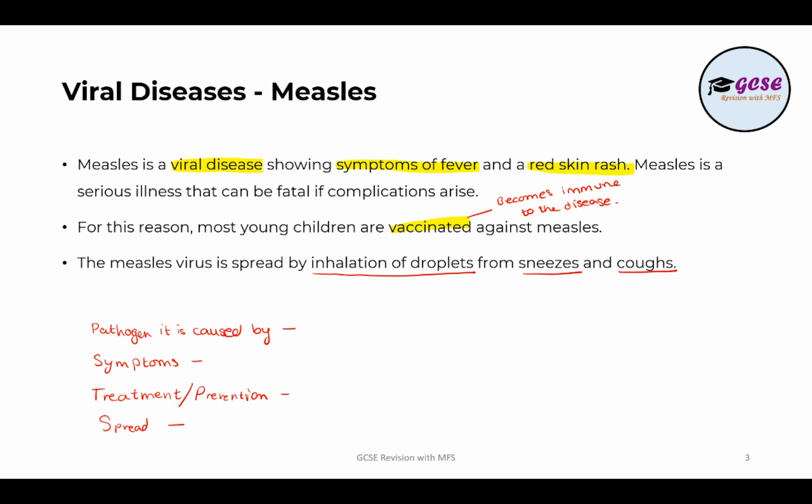Okay, so if we talk about this in terms of measles, measles is caused by the viral pathogen. The symptoms include a red skin rash and a fever. Treatment or prevention is vaccination. And it's spread by sneezes and coughs.